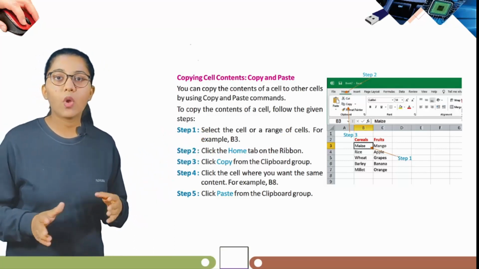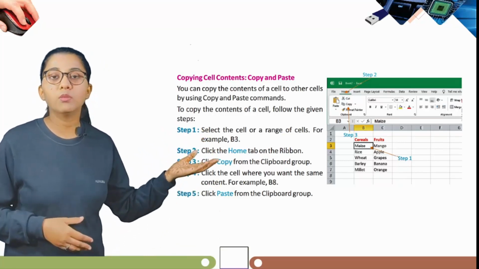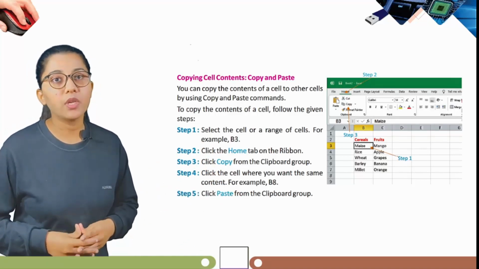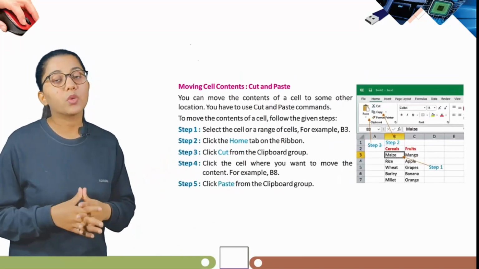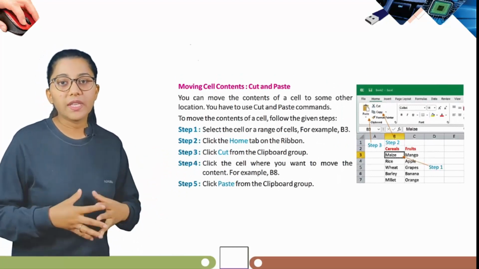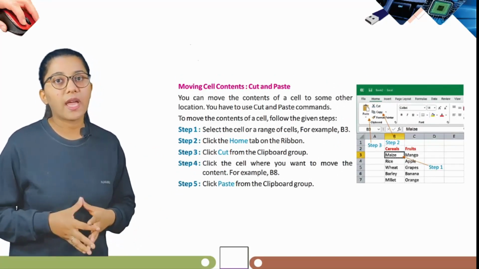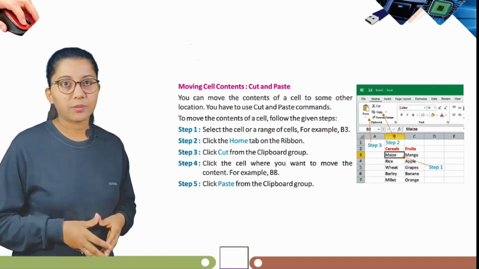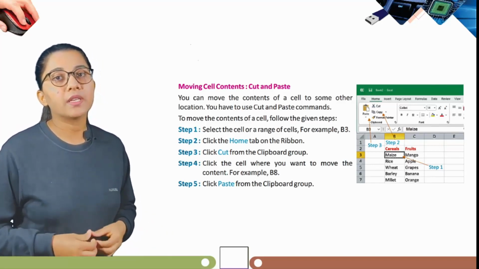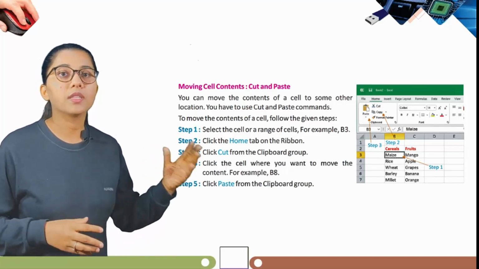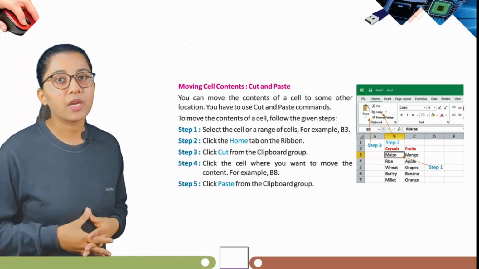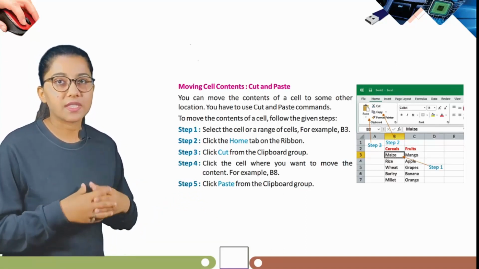So now after copy or paste, you can also move the data to the other cell. Now let's learn about moving cell content. You can also move the data from one cell to another, that is cut and paste. How will you do that? Let's learn about it. You can move the contents of a cell to some other location. You have to use cut and paste command to move the content of a cell.